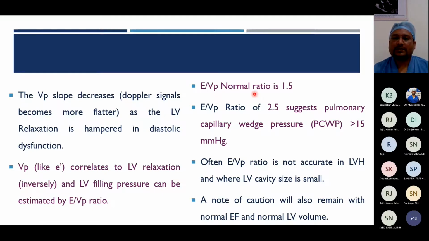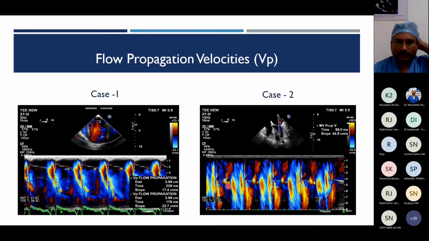E by VP normal ratio is 1.5. If the E by VP ratio is more than 2.5, it suggests PCWP of more than 15 millimeters of mercury. Often, the E by VP ratio is not accurate in LVH, because in LVH we may not have an accurate estimation of the LV filling pressures as the LV cavity is very small.